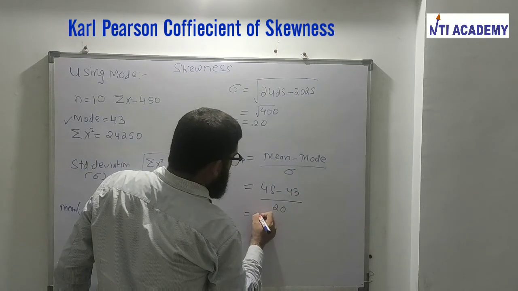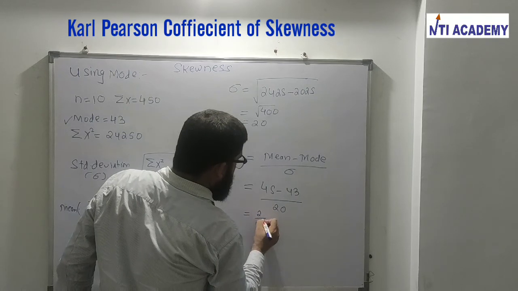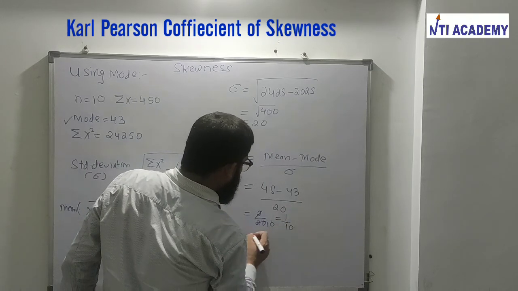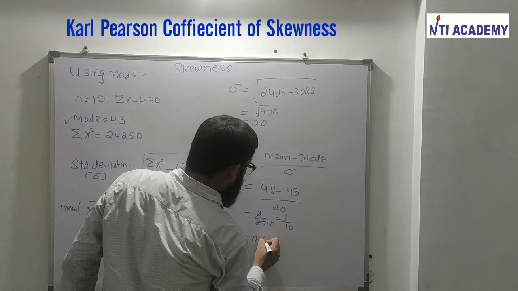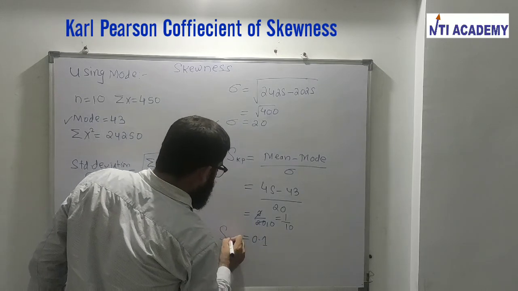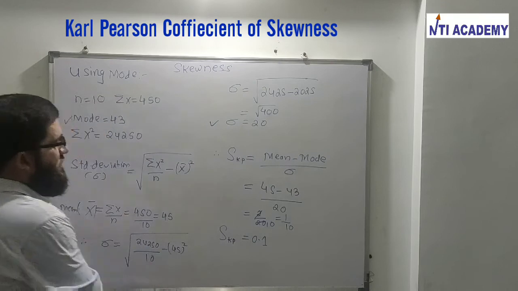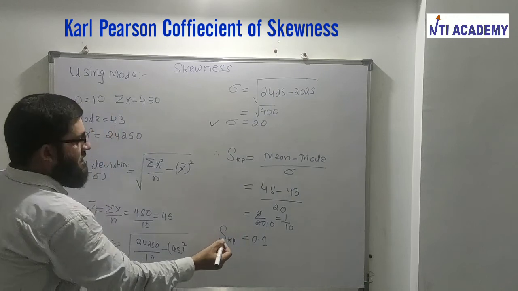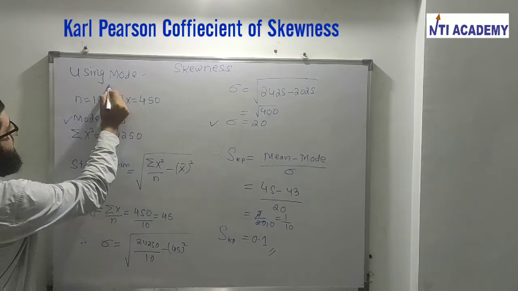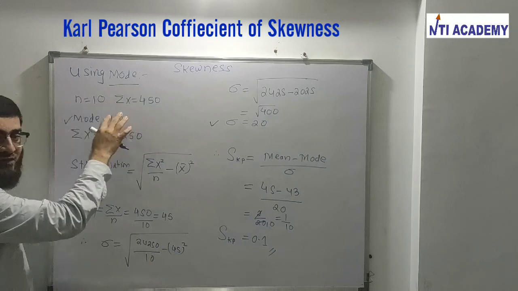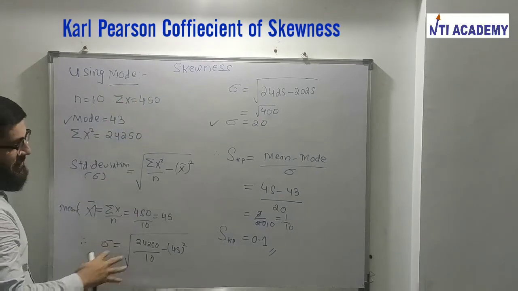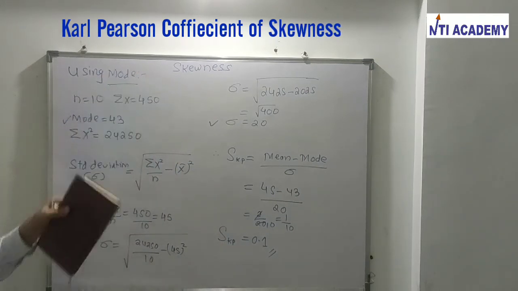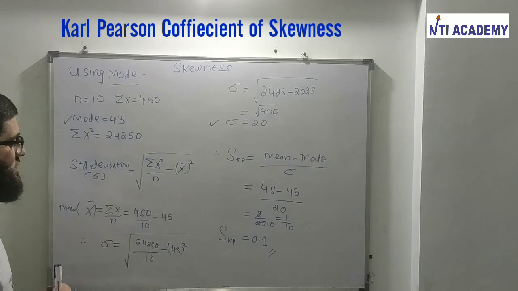Therefore, 2 upon 20. So 2 tens are, that is 1 upon 10, that is 0.1. So your Karl Pearson's coefficient of skewness is 0.1 using the mode. So these are the values of given samples we have just used, and we have just found how you can find the value of Karl Pearson's coefficient of skewness.